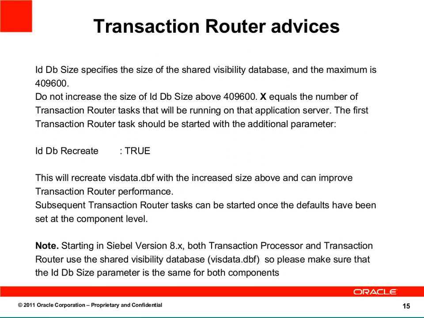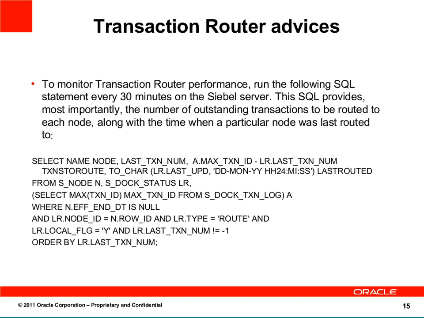Just a reminder, subsequent transaction router tasks can be started once the defaults have been set at the component level. Another reminder here is that starting in Siebel version 8, both transaction processor and transaction router use the shared visibility database, visdata.dbf. Please make sure that the IDDB size parameter is the same for both components, because we have the same parameter on transaction processor and transaction router starting from Siebel 8. The idea is to have the same value on the 2 parameters to avoid problems.